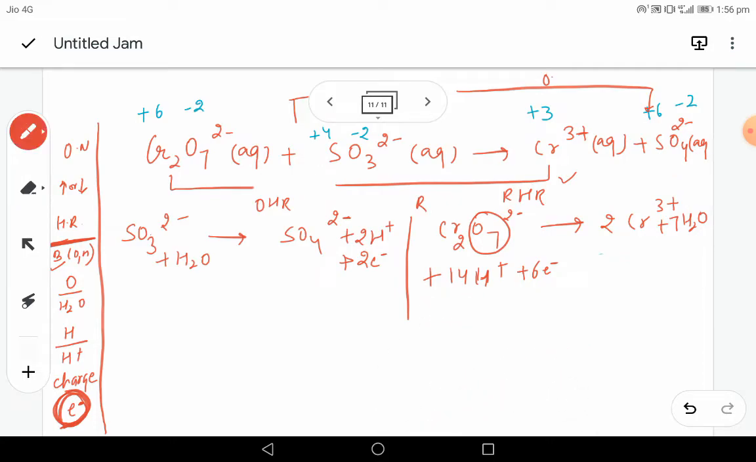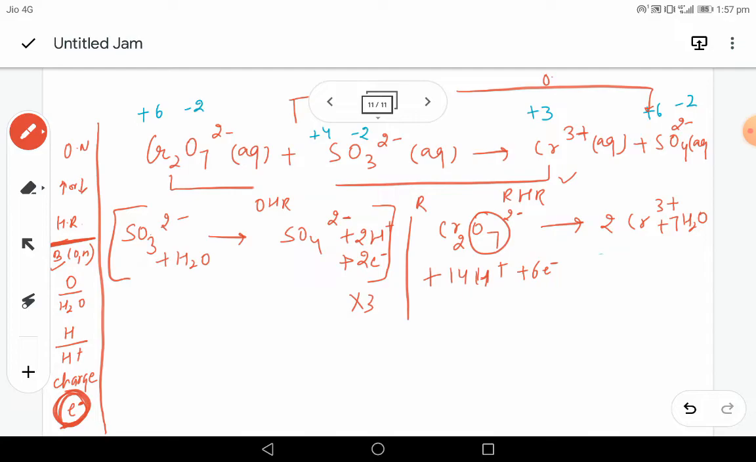Now whenever we talk about redox reactions, we all know that the number of electrons should be equal on both the sides. Here I have 6 electrons and here I have only 2. Now how can I make this 2 equal to 6? If I multiply the entire oxidation half reaction with 3, then it will be equal. So let me just write this.